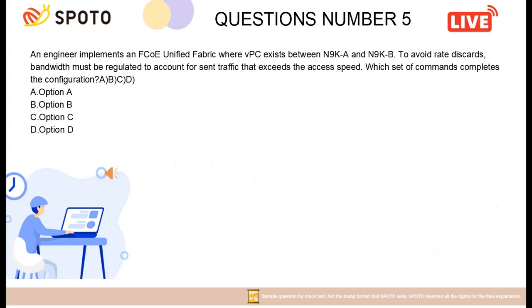Question 5. An engineer implements an FCoE unified fabric where vPC exists between N9K-A and N9K-B. To avoid rate discards, bandwidth must be regulated to account for sent traffic that exceeds the access speed. Which set of commands completes the configuration, A, B, C, D? A. Option A. B. Option B. C. Option C. D. Option D. You have 15 seconds to answer.